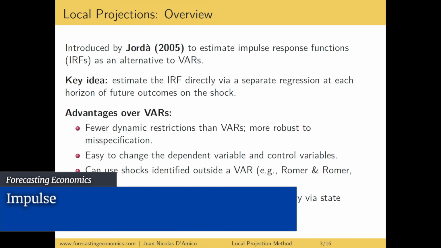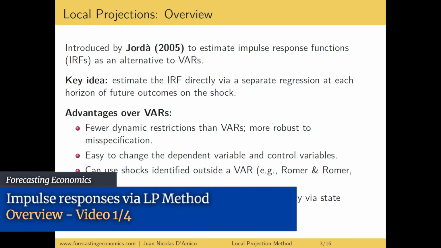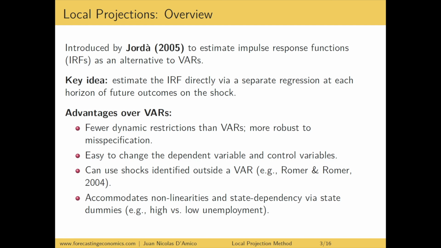Let's talk about the local projections. It was introduced by Jorda in 2005 to estimate impulse response functions as an alternative to vector autoregressive models. The key idea is that we are going to estimate the impulse response functions directly via a separate regression at each horizon of future outcomes on the shock. So instead of having a system of equations as we do in the vector autoregressive model, here we're going to be computing linear regressions in a separate way.